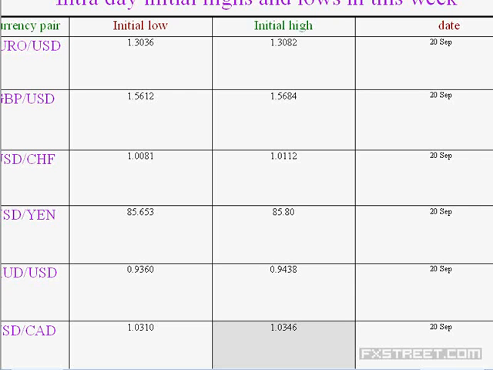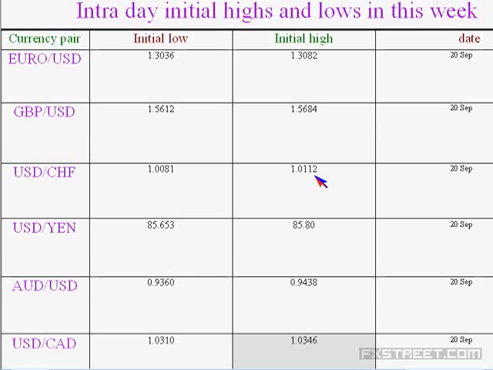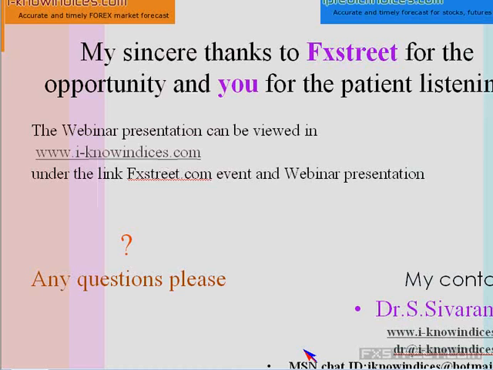So initial highs and the lows, I have taken it. Only in the case of Swiss franc, USD CHF, they cut the high from the initial high they have set, and also in Australian dollar they cut the high, and subsequently they are still holding around that particular level, 94.38. The other currencies have not breached the level.